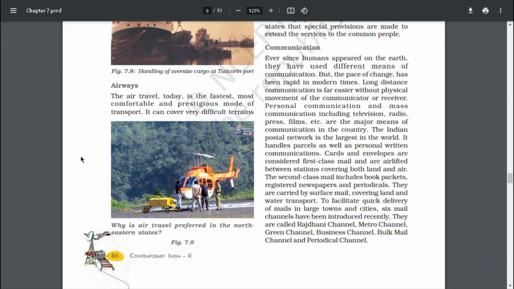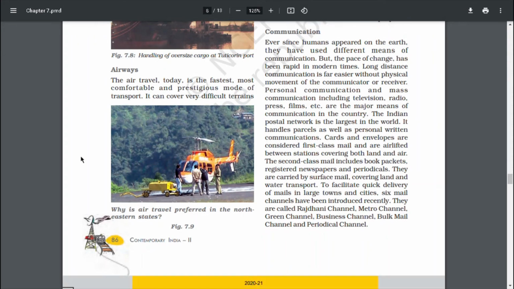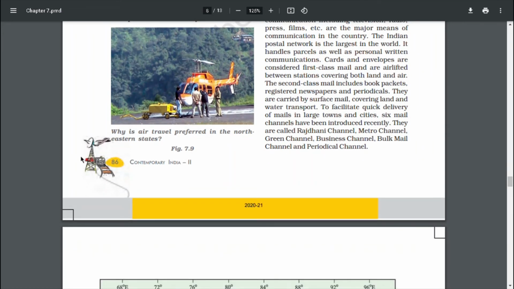The Indian postal network is the largest in the world. It handles parcels as well as personal written communications. Cards and envelopes are considered first-class mail and are airlifted between stations covering both land and air. The second-class mail includes book packets, registered newspapers, and periodicals. They are carried by surface mail covering land and water transport.